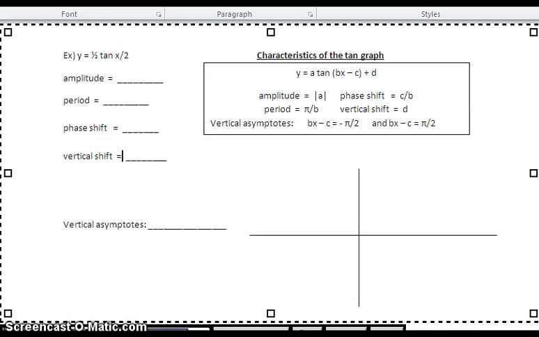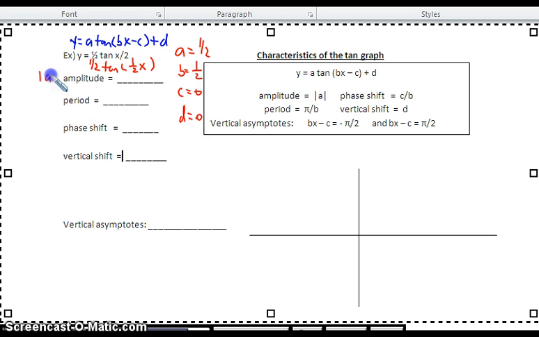Okay, so let's actually graph a tangent graph. So if it's helpful to you to write this out as a tangent of bx minus c plus d, go ahead and do that. I'm going to take the time to actually change this to 1/2 tangent of half x, so that I recognize that my b value is 1/2. And my a value also is 1/2. And then I don't have a c and a d value, so those are both 0.